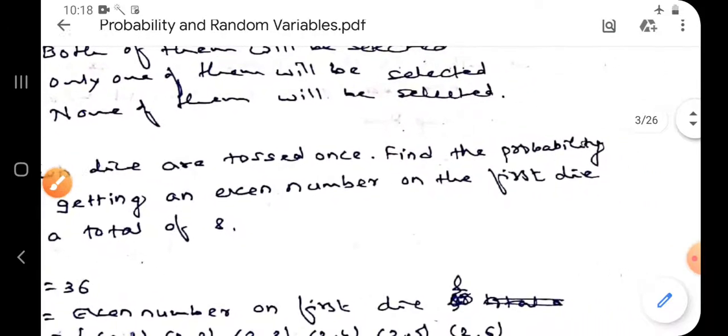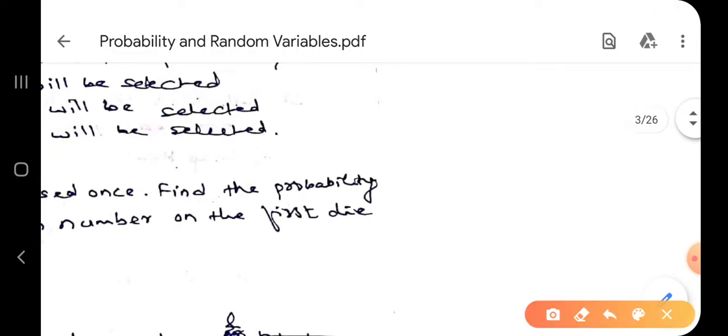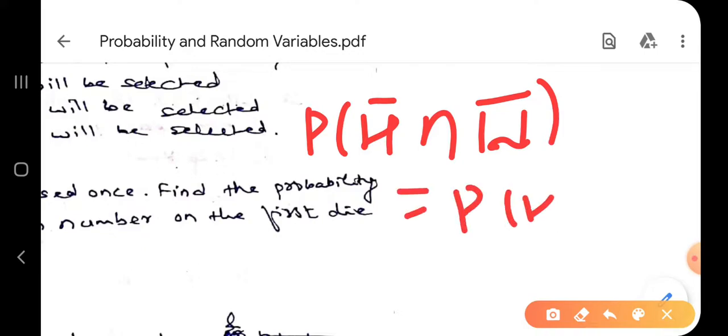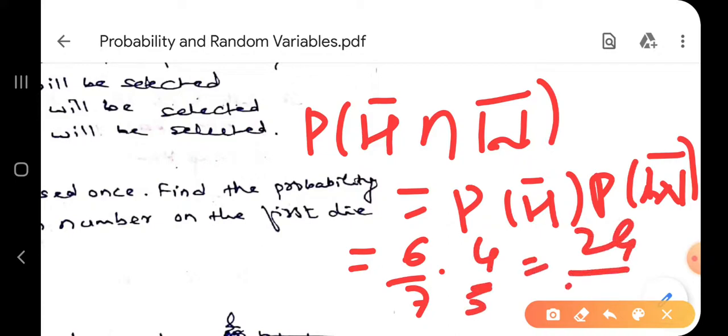Now turn towards the third part. What is that? None of them will be selected. Simple. P of H complement intersection W complement, wife and husband both not selected. That is P of H complement into P of W complement. Correct? It means 6 by 7 into 4 by 5. So your answer is 24 by 35.